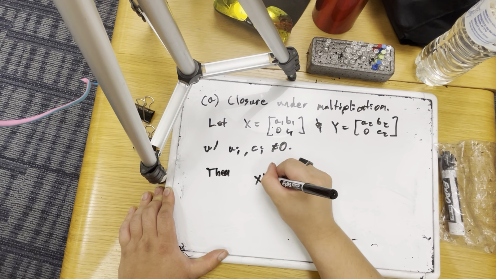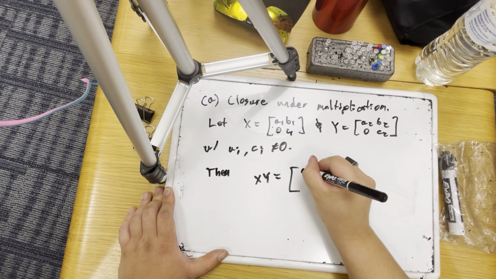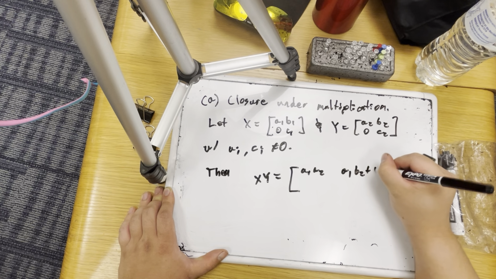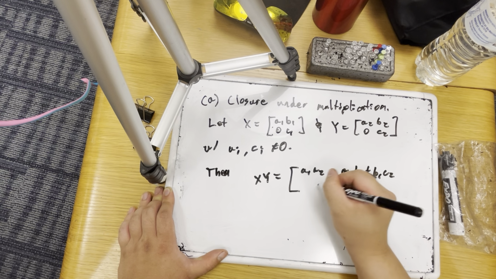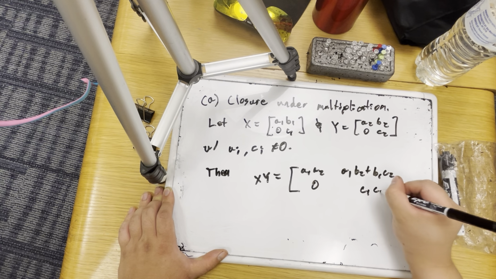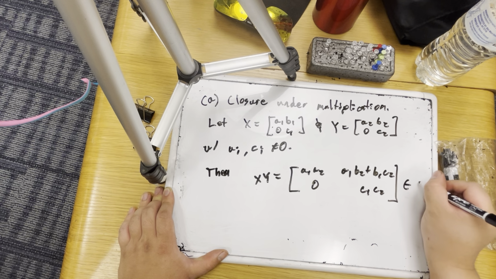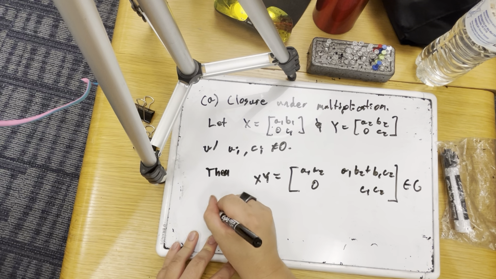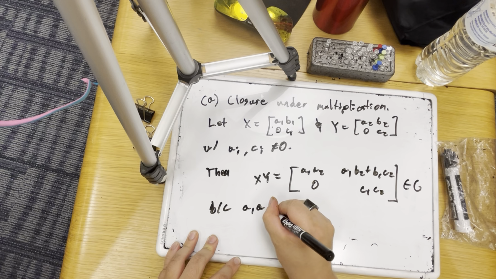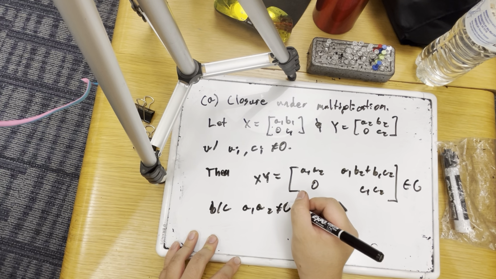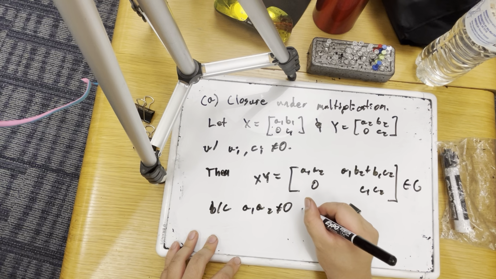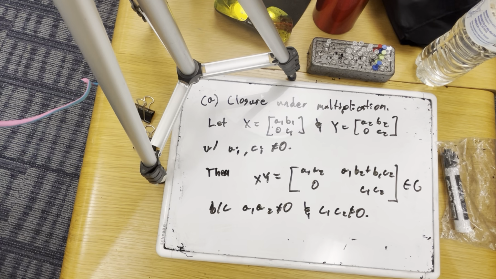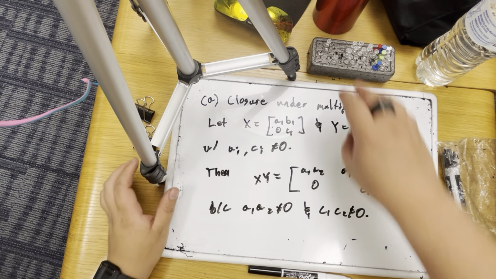Well, let's calculate it out directly. XY is equal to A sub 1 times A sub 2, and then A sub 1 times B sub 2 plus B sub 1 times C sub 2, and then 0, and then C sub 1 times C sub 2, which is contained within G, right? Since A sub 1 times A sub 2 does not equal 0, and C sub 1 times C sub 2 is not equal to 0 as well. So that does it for part A. Now let's go on to part B.